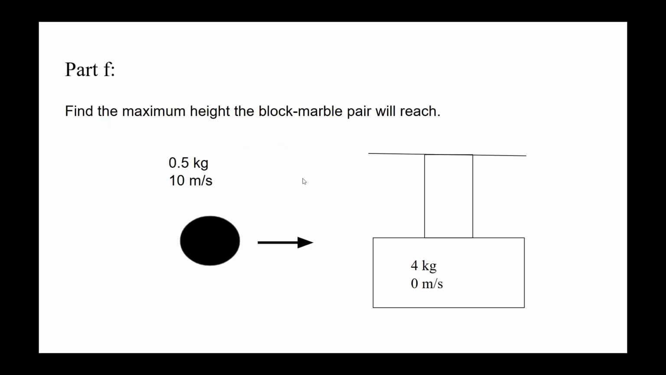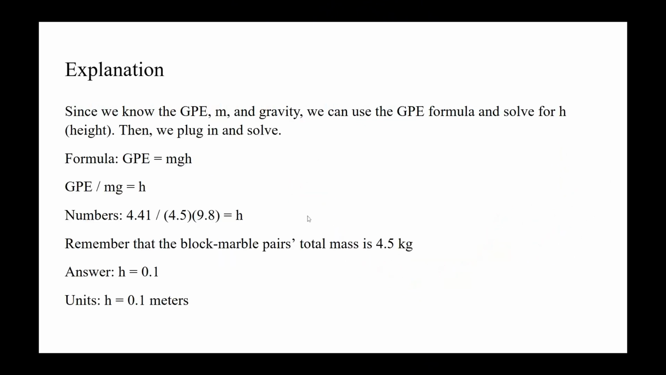Part F, we need to find the maximum height of the block-marble pair. So this is, again, one of the more difficult sides to this FRQ. We need to figure out how high this block-marble pair will reach when and after the collision. So we need to figure out what formula to use. Obviously, it will be GPE. It's the only formula that deals with height.